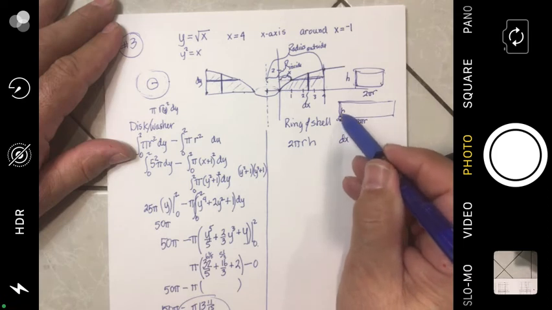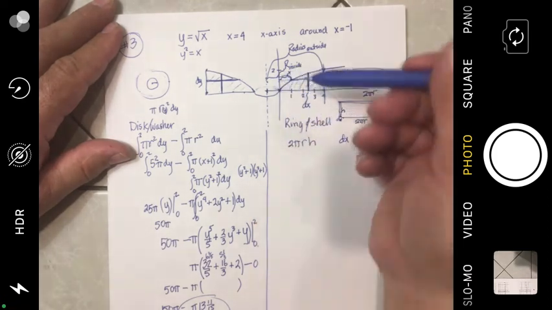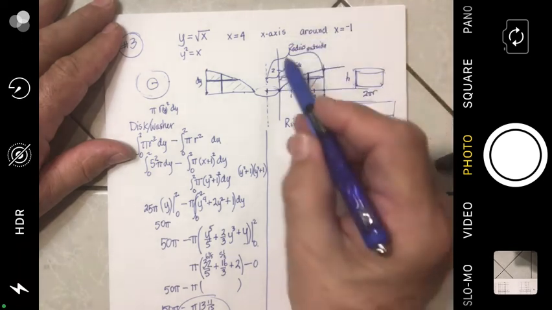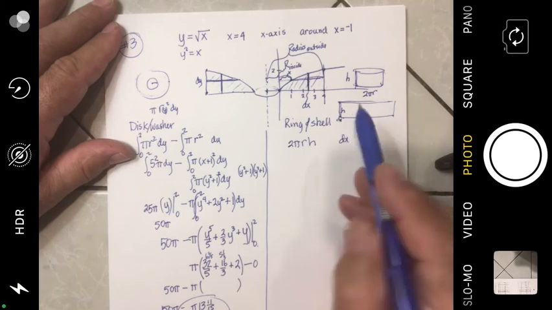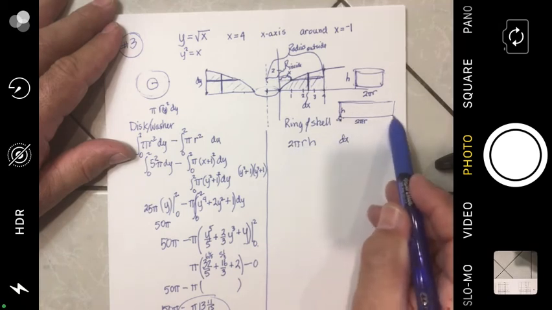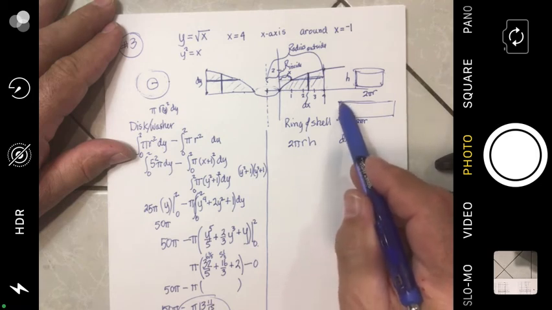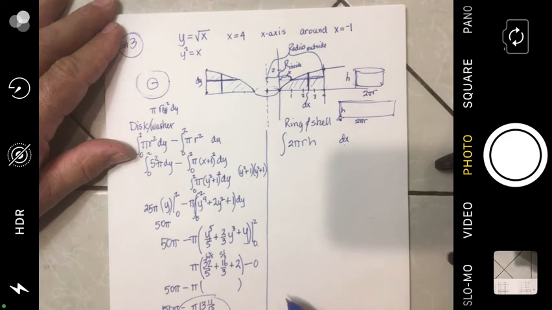Times dx, or times the thickness. This way it's dx. If it was something going this way around, the thickness would be a slice this way and it would be dy, but it's dx. So it's 2 pi r times the height times the thickness. And we're going to integrate that.